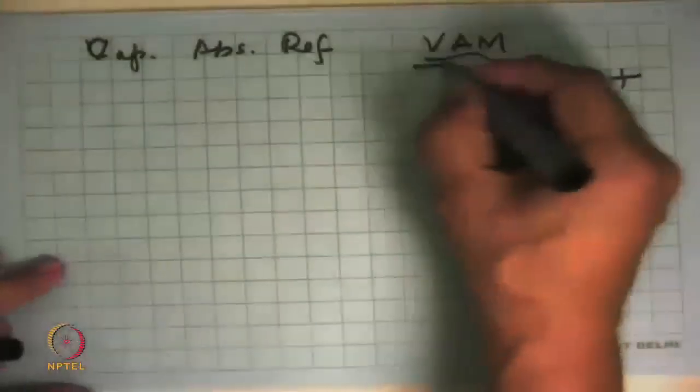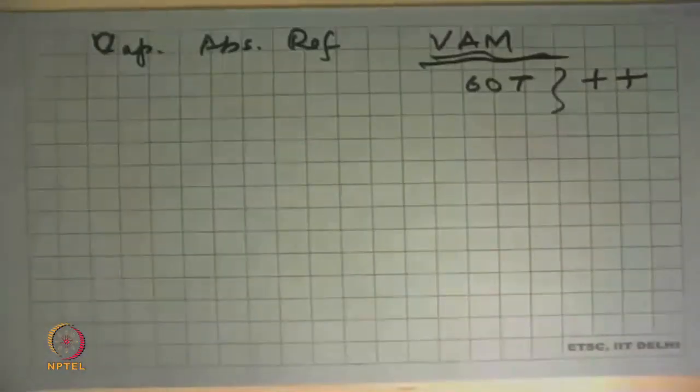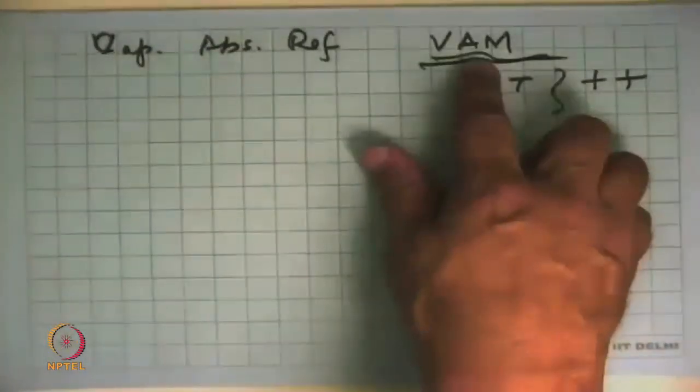Do keep this in mind, and look up the website to see vapor absorption machines. There are 3-4 Indian companies that make them. They are used in many places and they are a very attractive option because they are very, very energy efficient.